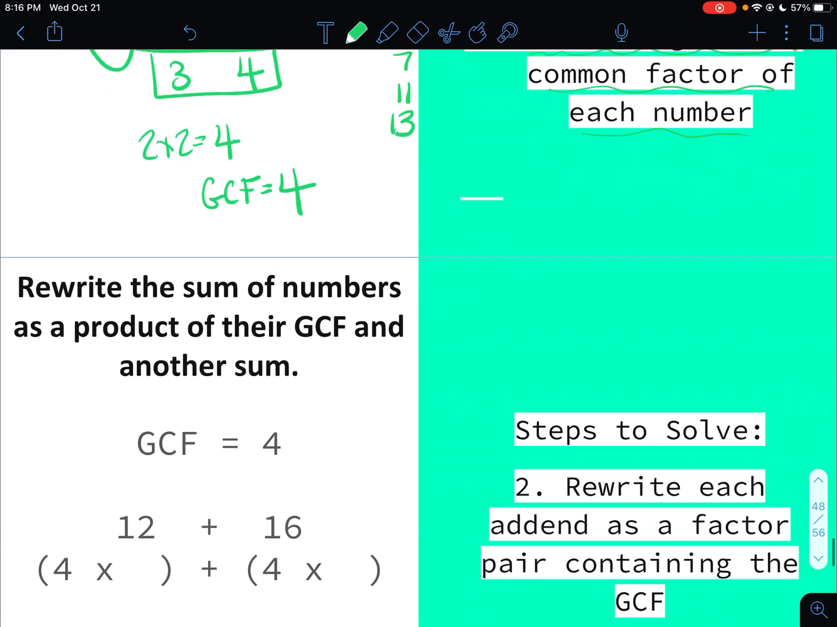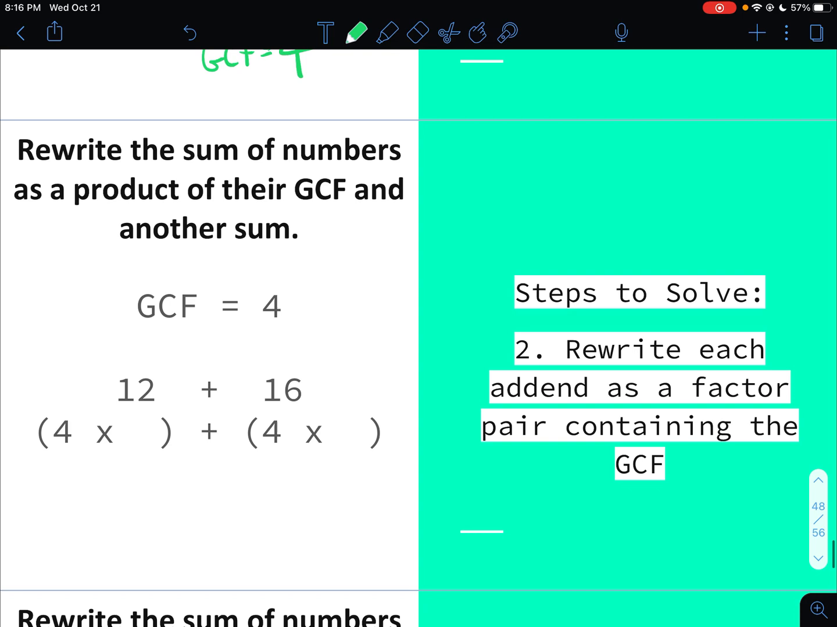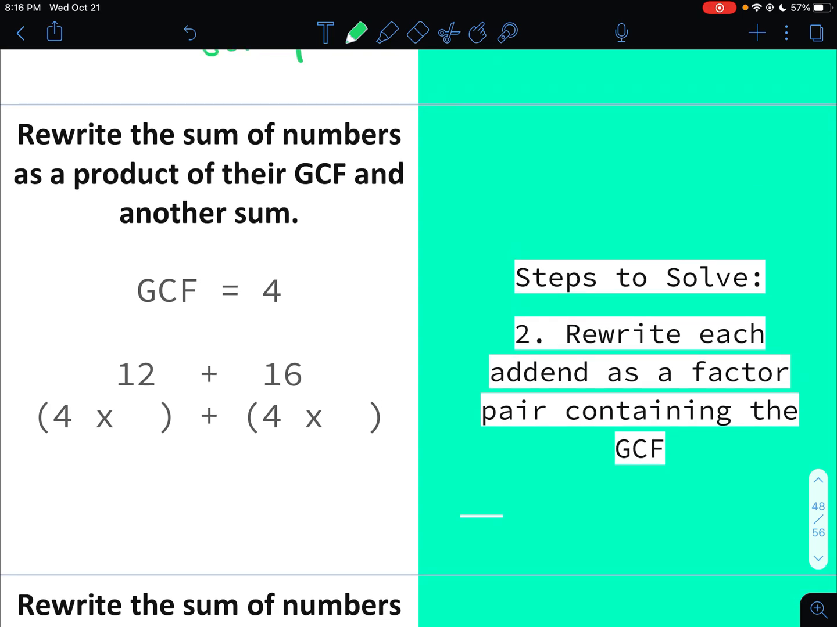Okay, so then you're going to take that and go to the next slide. I found out that the greatest common factor is 4 by using my cake. After we find that out, we're going to rewrite each addend, which are the 2 numbers being added, as a factor pair containing the greatest common factor. Notice I wrote one factor pair, and then here's another factor pair. They both have the greatest common factor in it, which is 4.